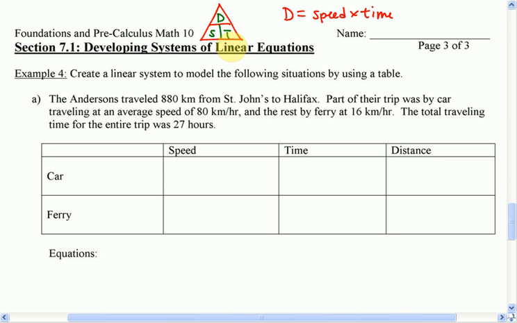Anyways, I'm progressing. Here you go. Let's take a look at this question here. The Andersons, my good friends, my next door neighbors, okay? They traveled 880 kilometers from St. John's to Halifax. That's, by the way, back east in Atlantic Canada. Beautiful place.